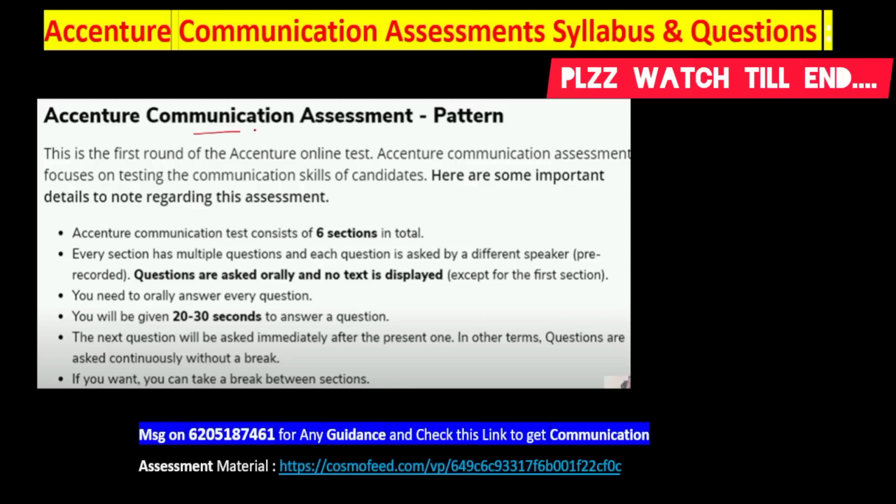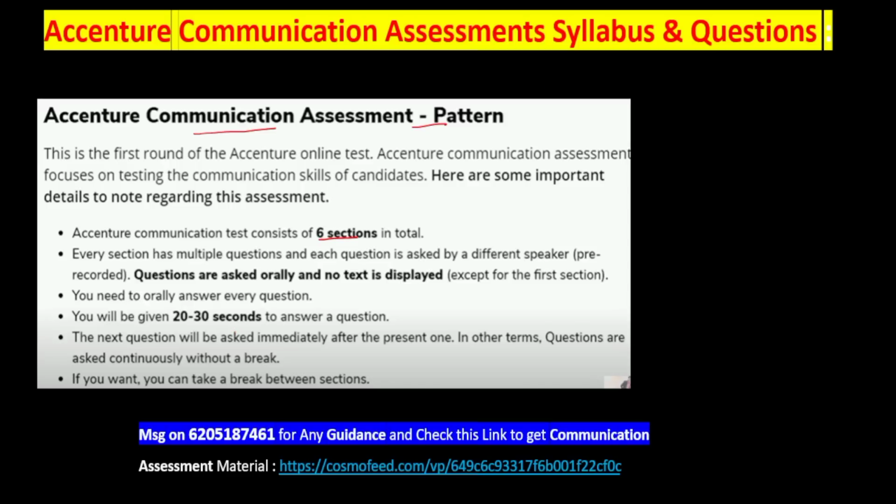This is the essential communication assessment pattern. There are mainly 6 sections in total. You will be given various texts which will be displayed on the screen. You just have to watch and then read it in your normal voice. There are also situations where the proctor or the system speaks something, and you have to listen and then repeat it. You are given 20 to 30 seconds to answer a question.